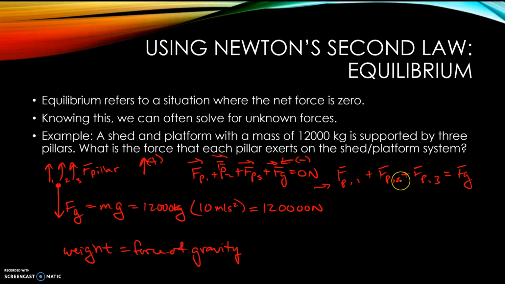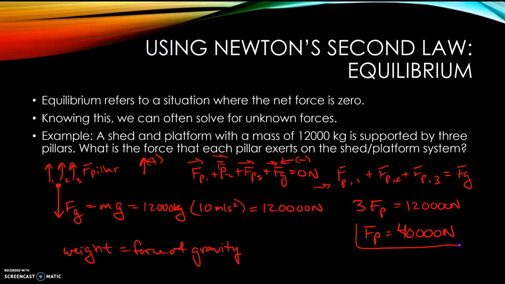And I know that all 3 of these forces have to be the same. So essentially I can say that 3 times the force on any one pillar has to be equal to my weight. So this will be 120,000 newtons. I solve for Fp, so I divide this by 3. And what I would get is that each pillar needs to support a weight, the force on each pillar will be 40,000 newtons.